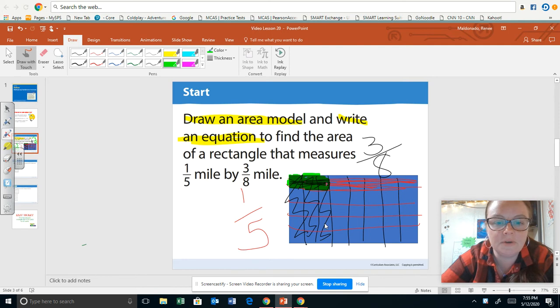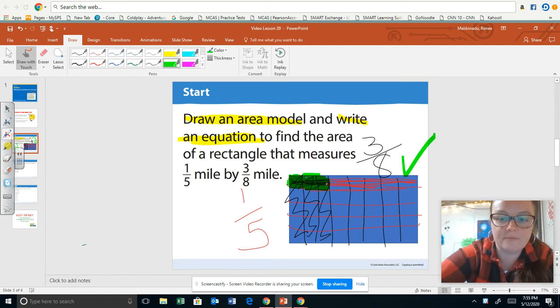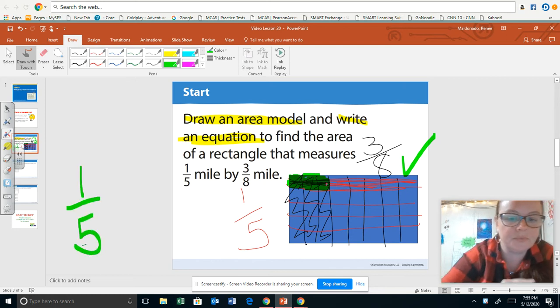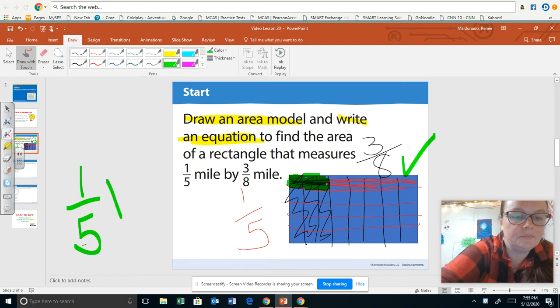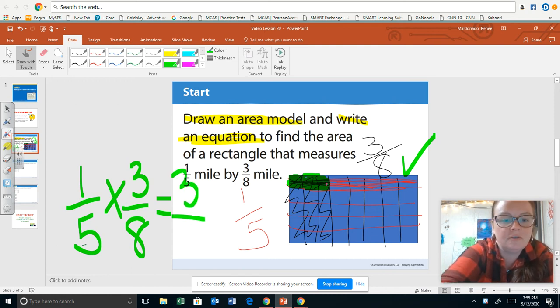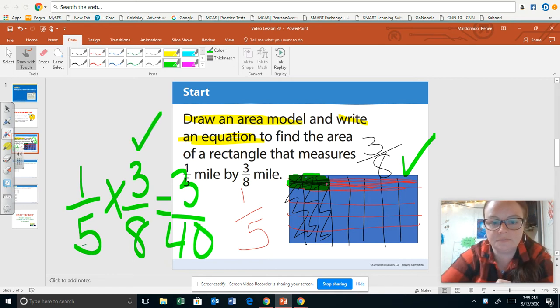So now over here, I'm going to write it as an equation. I have my area model, and now I need to represent it as an equation. So we did 1/5 times 3/8. And again, when you're multiplying fractions, you just multiply your numerators and then multiply your denominators. 1 times 3 is 3. 5 times 8 is 40. 3/40. So my equation matches my area model. The area model had 3 parts shaded out of 40 total.